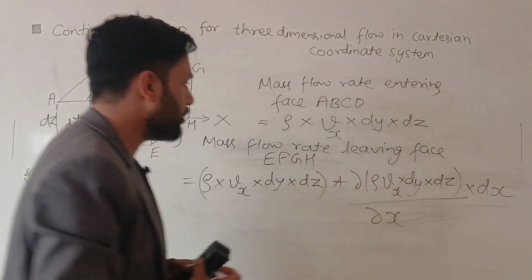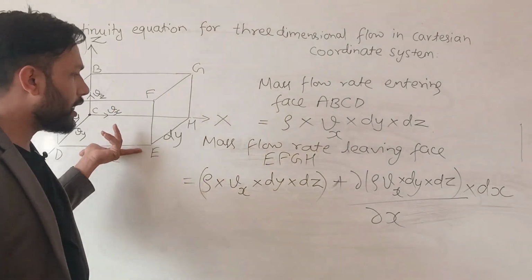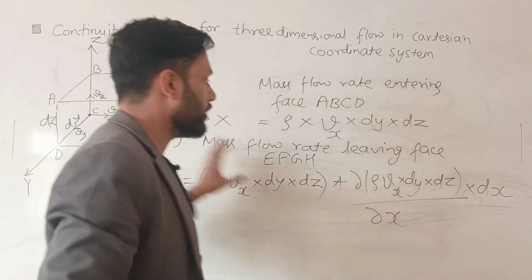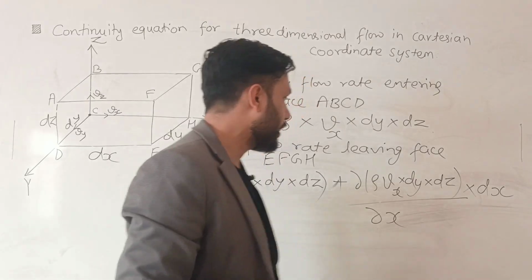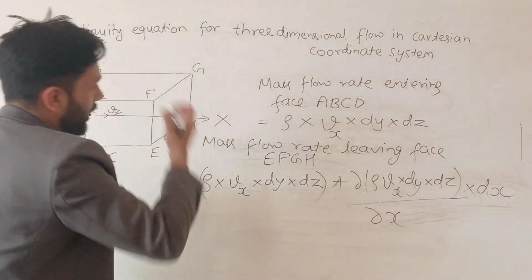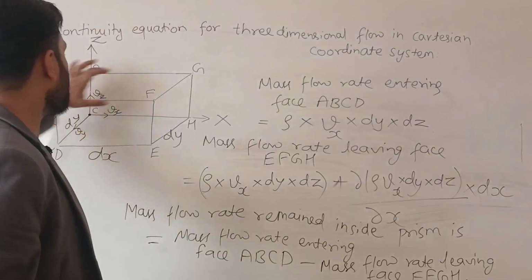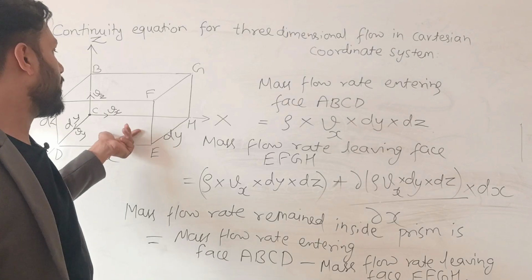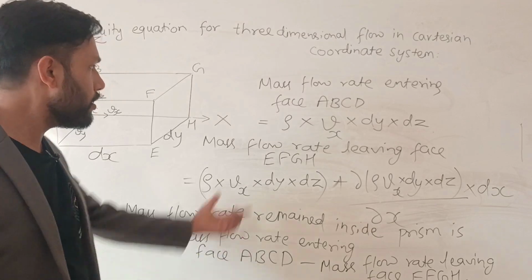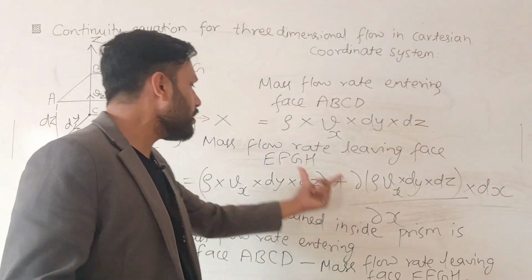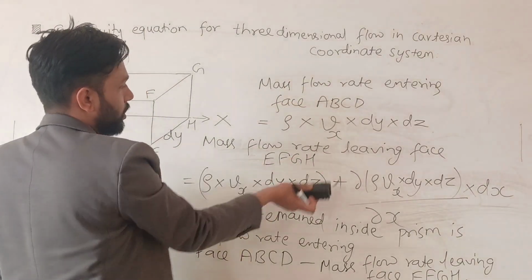Okay, so this is how you do this. The mass is leaving from this face and travels the distance dx. This is a binomial expression in the x direction. So this is how there is a change of mass flow rate over a distance of del x. Now our purpose is to find the mass flow rate that is retained inside this rectangular prism. If you do mass flow rate entering minus mass flow rate leaving, then you are going to find the mass that has remained inside this prism. So let's subtract this and this.